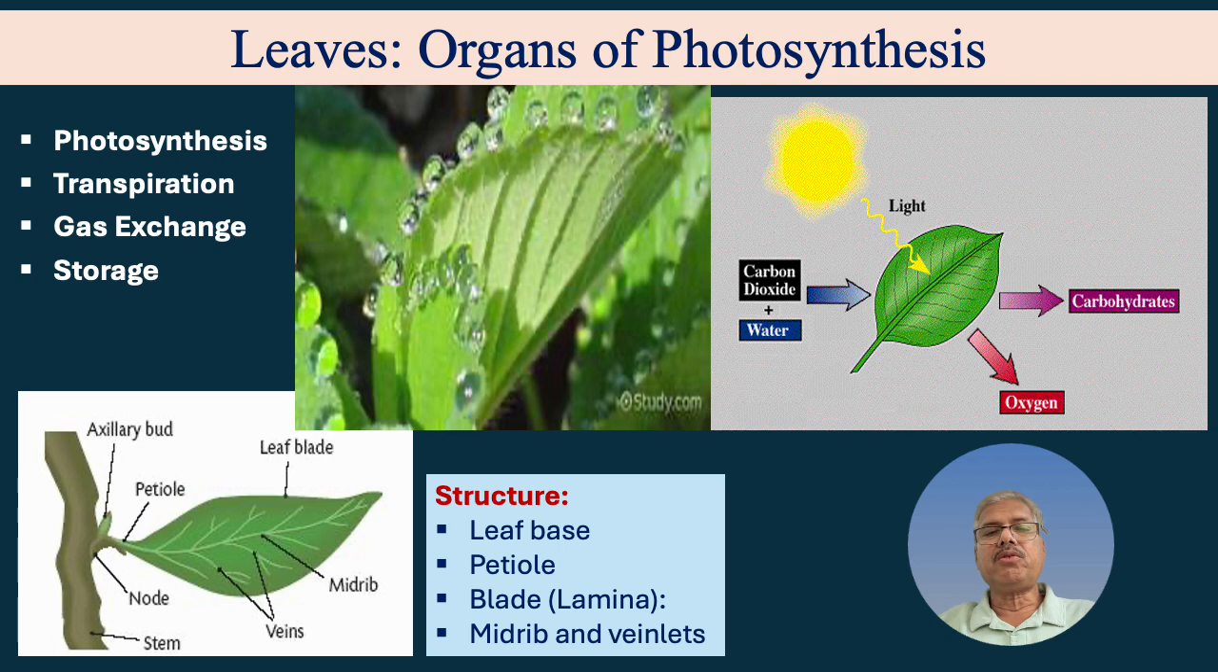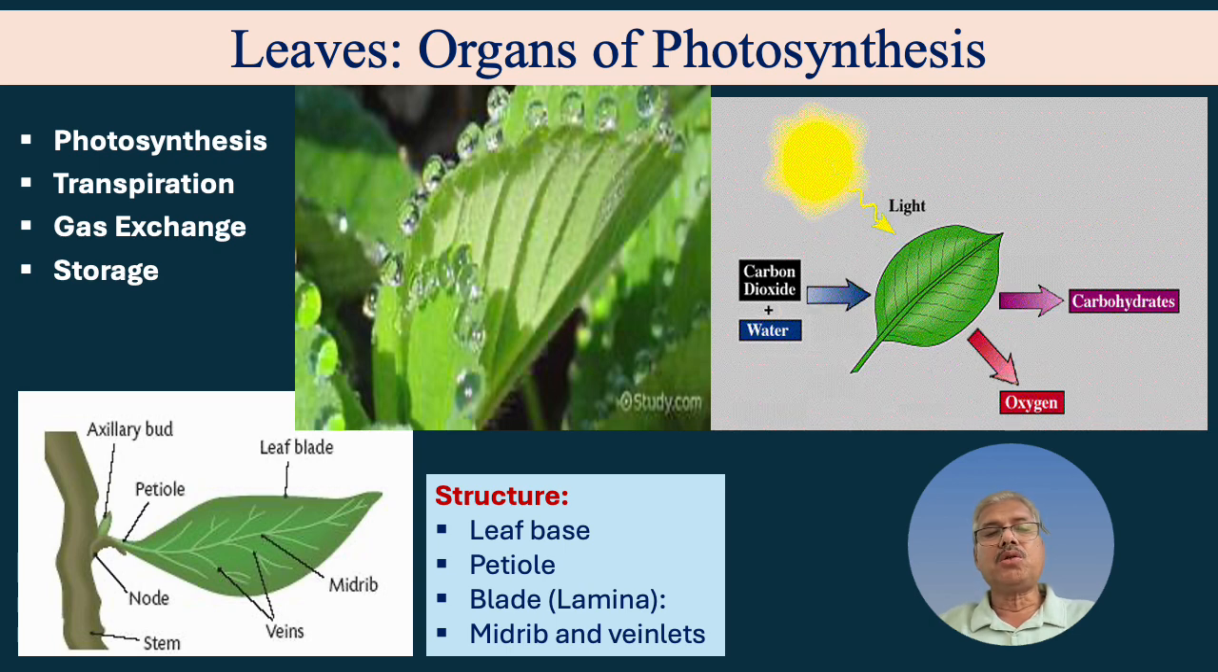The leaves regulate water loss through transpiration, the evaporation of water from the leaf surface. This process helps to drive the movement of water and minerals from the root to the rest of the plant. The leaves facilitate the exchange of gases, that is carbon dioxide and oxygen, between the plant and the atmosphere. In some plants, leaves can store food reserves or water.